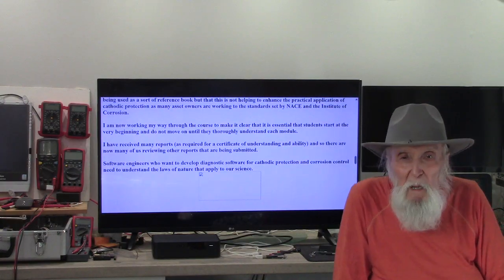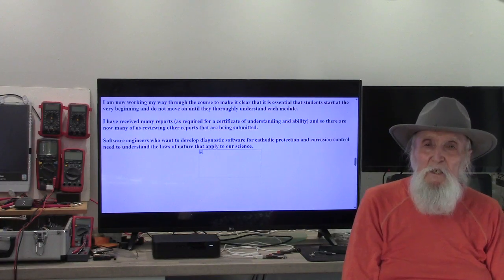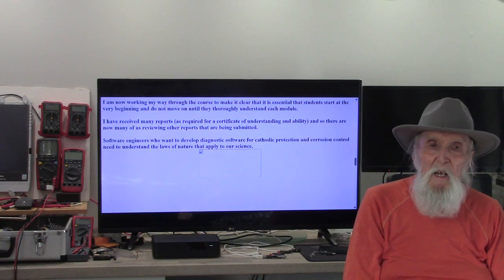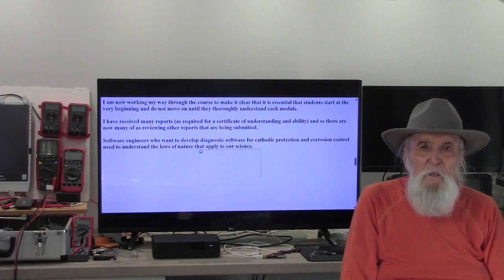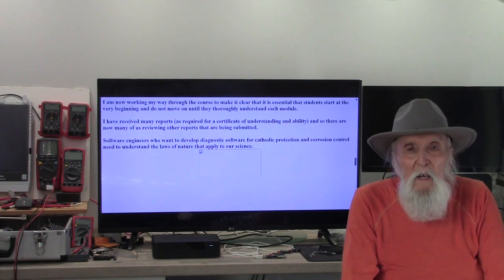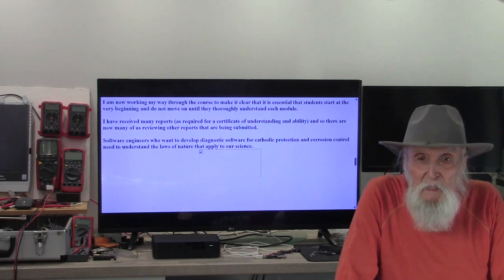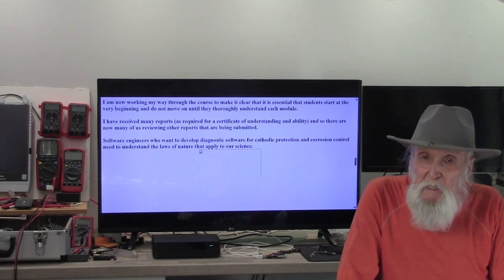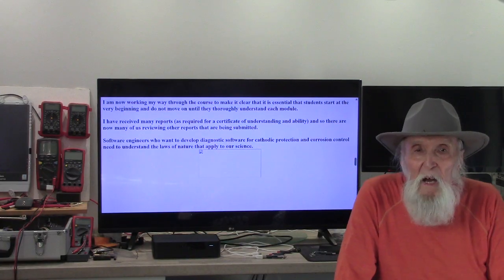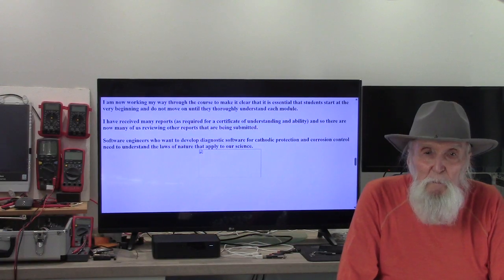I am now working my way through this course to make it clear that it is essential that students start at the very beginning and do not move on until they thoroughly understand each module. I have received many reports as required for Certificate of Understanding and Ability, and so there are now many of us reviewing other reports that are being submitted.